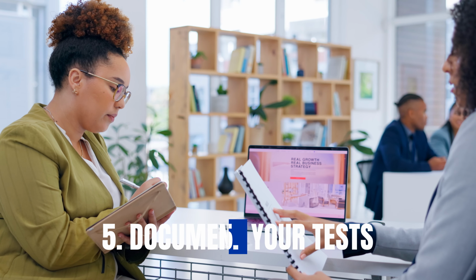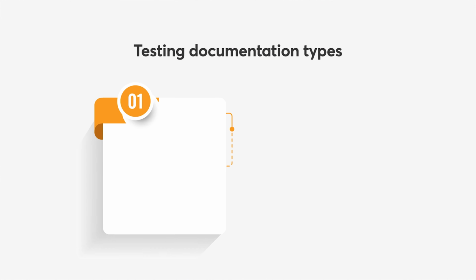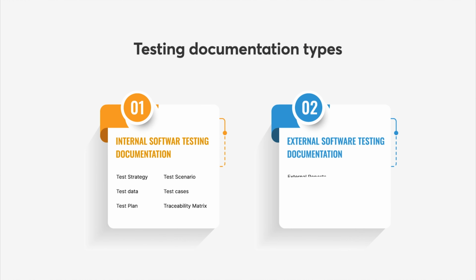5. Document your tests. Good documentation is a crucial part of unit testing. Document the purpose and expected outcomes of your tests. Well-documented tests make it easier for other team members to understand and maintain the code.